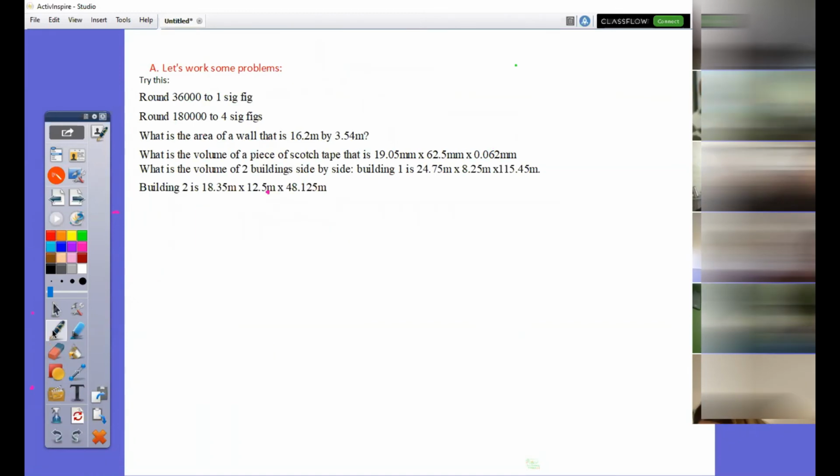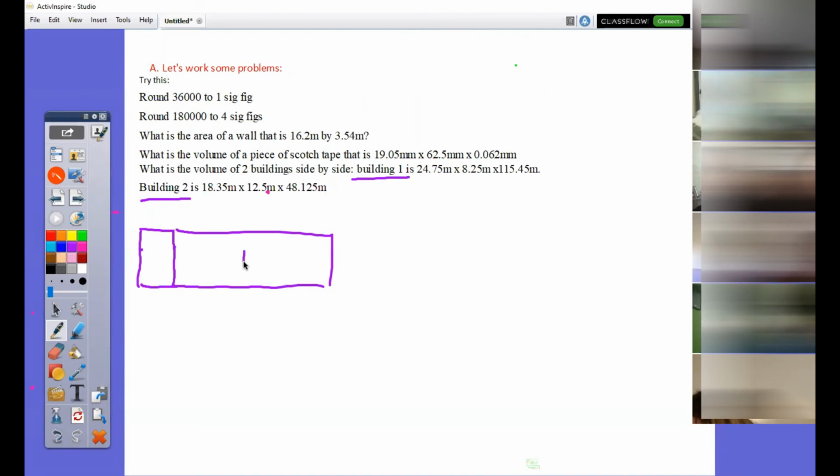So we've got building 1 and building 2. Building 1 is this, building 2 is that. We want to know the total volume of 2 buildings. So building 1 is 24.75 by 8.25, but it's a long one. So we've got this one building that looks like this. So there's building 1, and next to it, side by side, is building 2 that is taller than that.